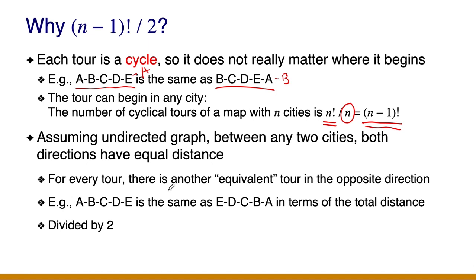We also need to divide by 2 because a clockwise traversal generates exactly the same distance as the counterclockwise traversal, right? So A, B, C, D, E is the same as if you do it in the other direction, which is E, D, C, B, A. So for each and every loop, you have 2 possible ways: one is clockwise, the other is counterclockwise. That's why you divide it by 2. All right, and the final complexity as a result is (n-1) factorial divided by 2.